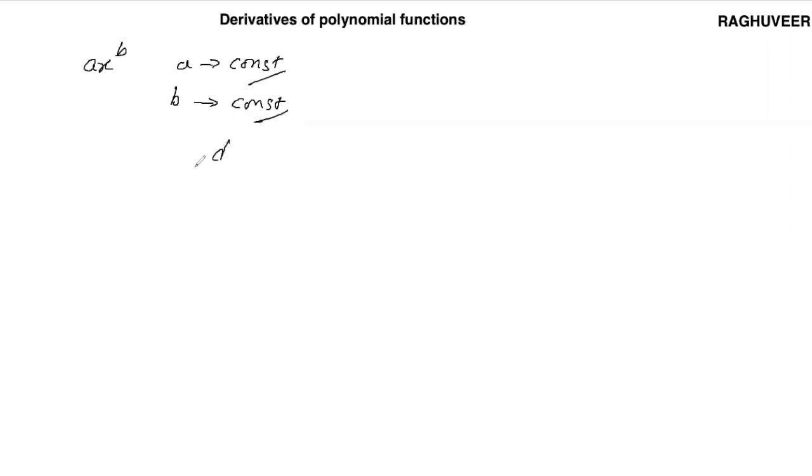So d by dx of a x to the power of b will be b a x to the power of b minus 1. Okay, so let us look at a few examples corresponding to them.